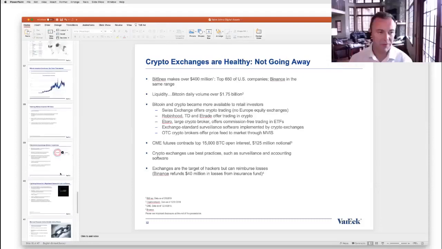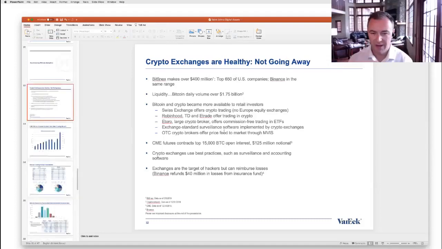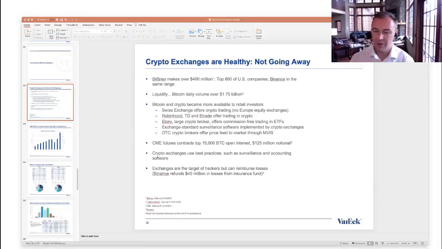Just to illustrate this, in this list I had Bitfinex, which is now actually a top 500 company. There's a Swiss exchange listing crypto products. Just one of our investments in Canada had their first regulated listing on the TSX. Robinhood, TD Ameritrade, and E-Trade all trade crypto assets, as does eToro. With NASDAQ, we have worked to put surveillance on about 60% of all exchanges, and it's a big revenue center for them.